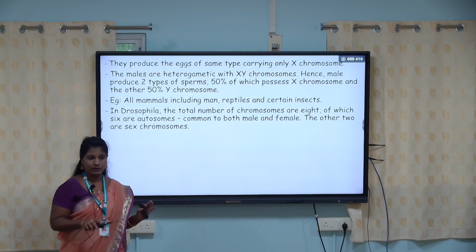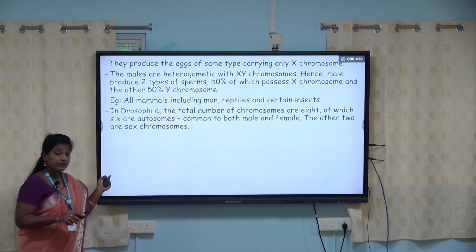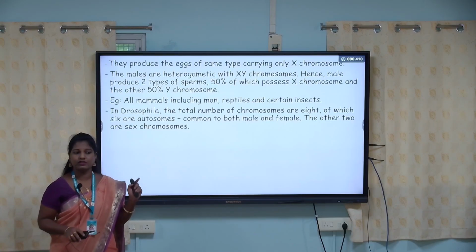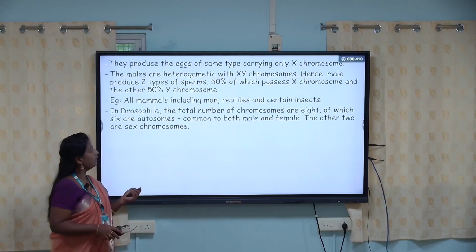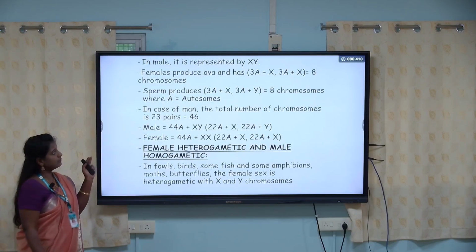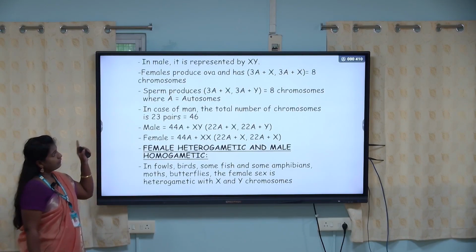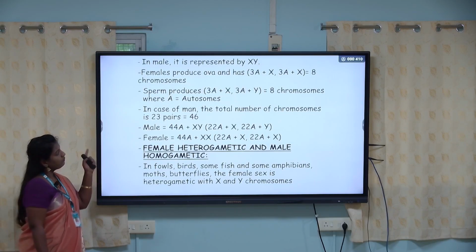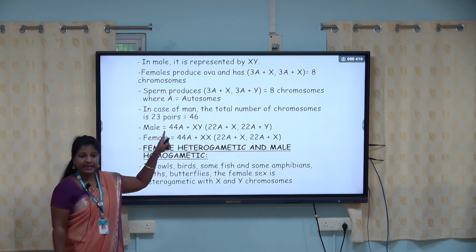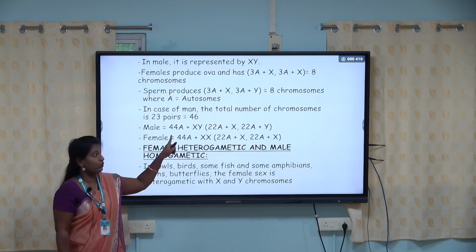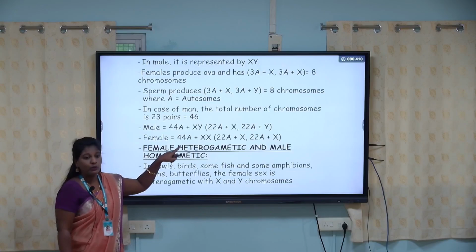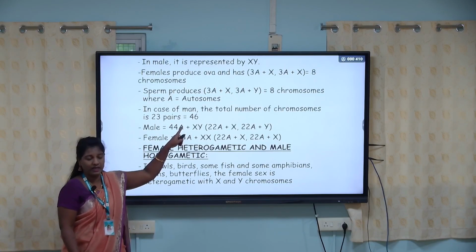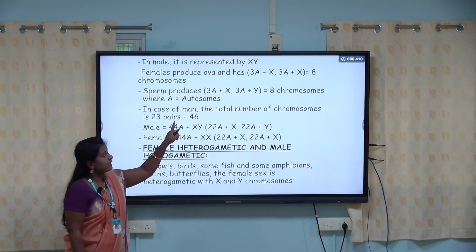So that 6 count is normal for both male and female, and the other 2 chromosomes are called the sex chromosomes, which actually determine the sex of the particular individual Drosophila. In males it is mainly represented by XY, and the Drosophila female produces ova which have the combination of 3A. A is referred to as the autosomes or body chromosomes, plus the X chromosome, which is the sex chromosome.